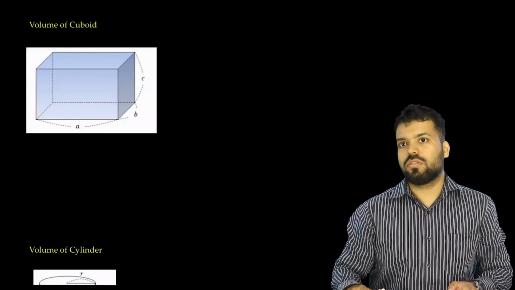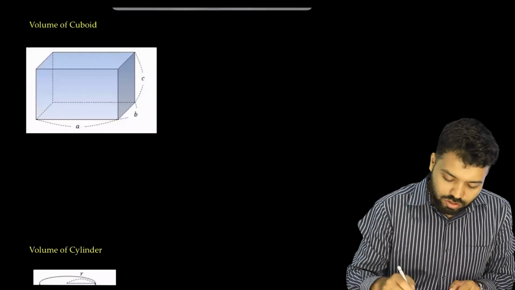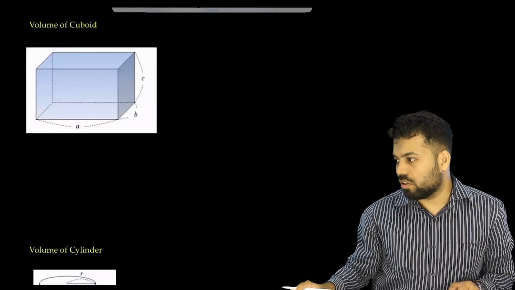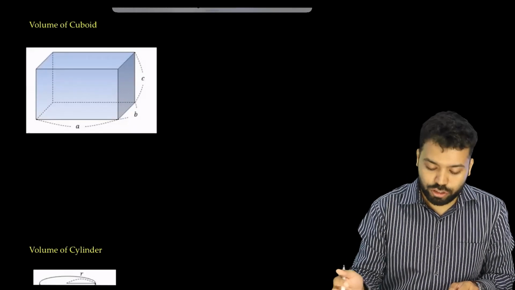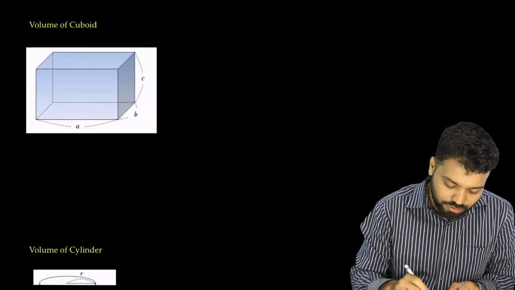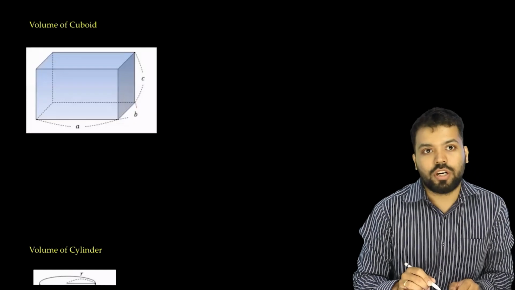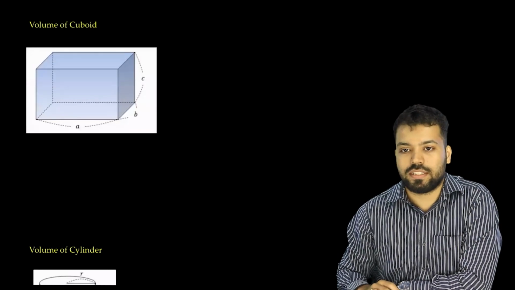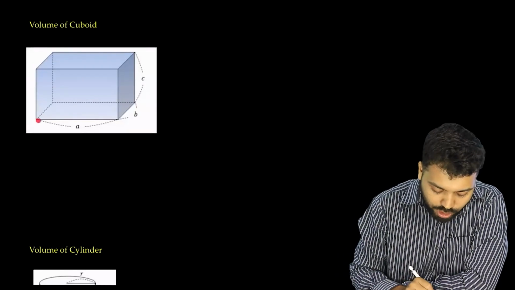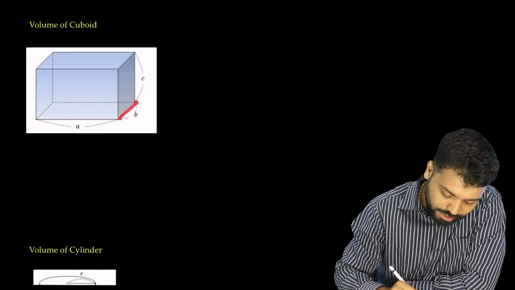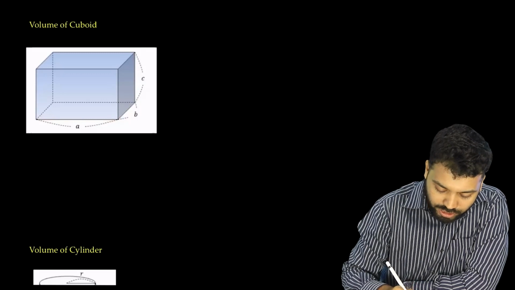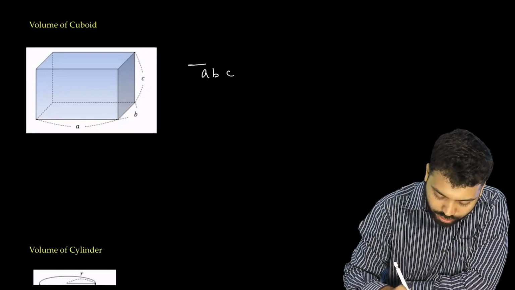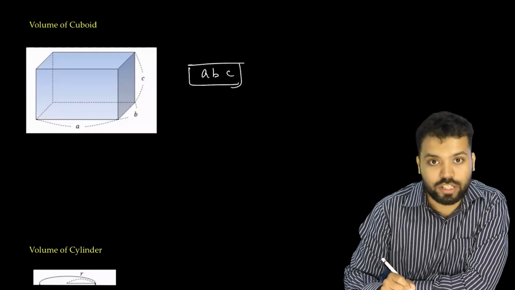Okay. So we'll continue now. We'll quickly go through a couple of formulas which most of you already know. First of all, volume of a cuboid. If you have a cuboid with length A, breadth B, and height C, how do you get the volume? You just multiply all the three numbers, you get volume as A into B into C. That is the straightforward answer.